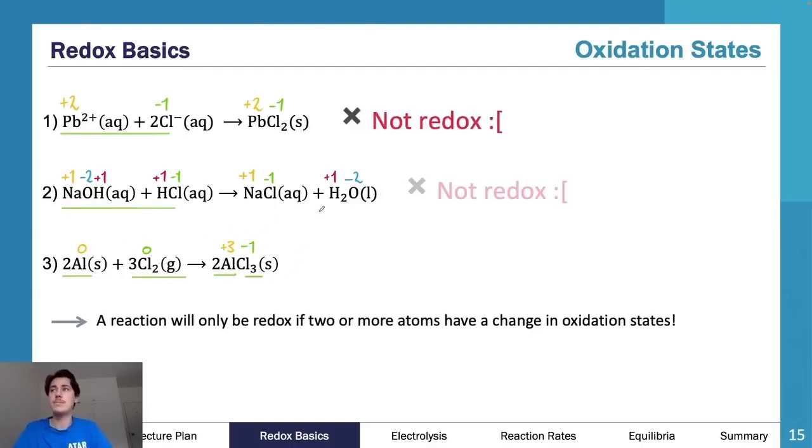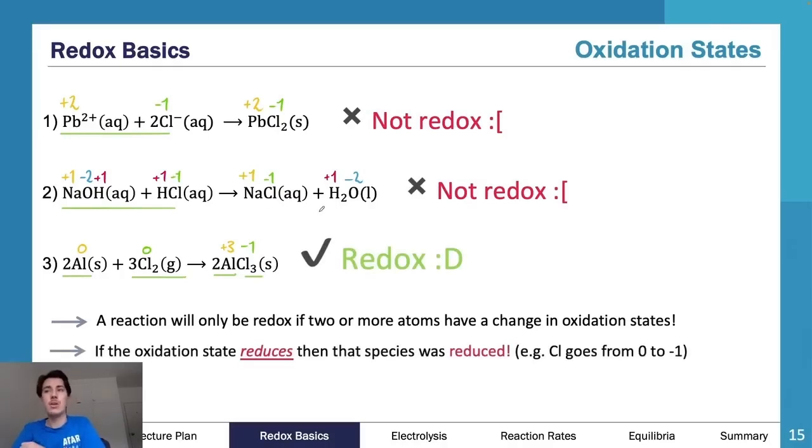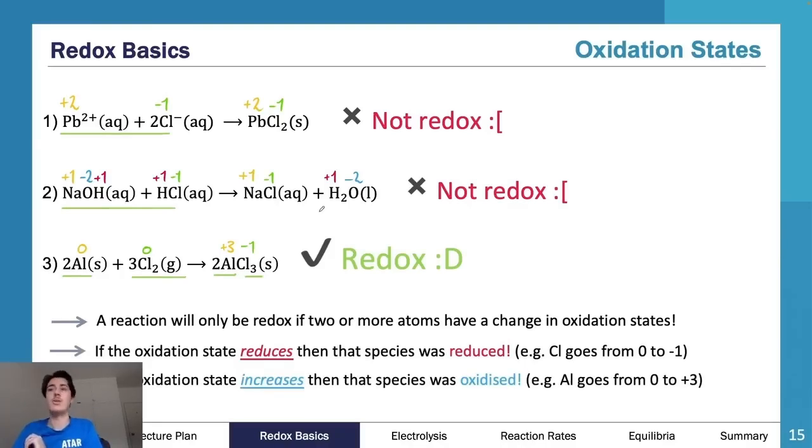So: not redox, not redox, redox. If the oxidation state reduces, then the species was reduced, so Cl goes from 0 to -1. If the oxidation state increased, then it would be oxidized. Now, a question to everyone who's watching this, have a think. There's no way for you to really respond to me.